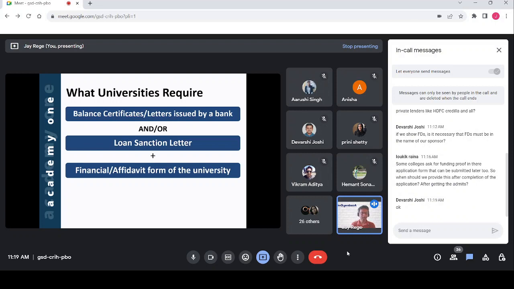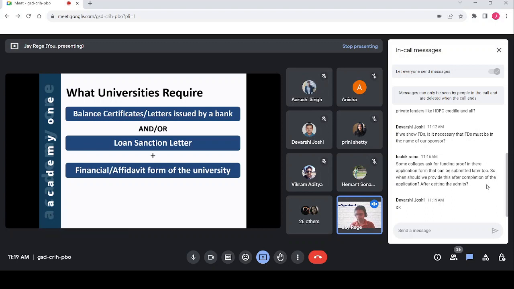So, Laukik has a question. Some colleges ask for funding proof in their application form, and that can be submitted later too. So, when would we provide this, after completion of the application or after getting the admit?